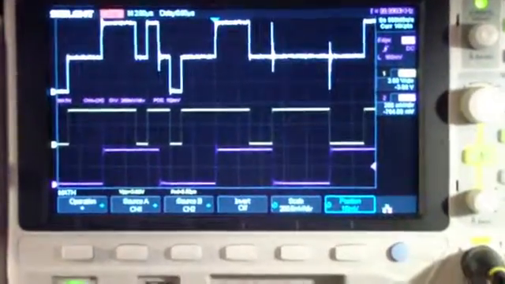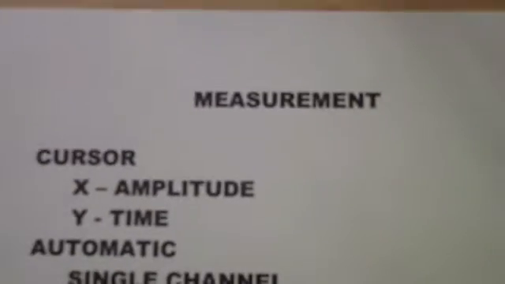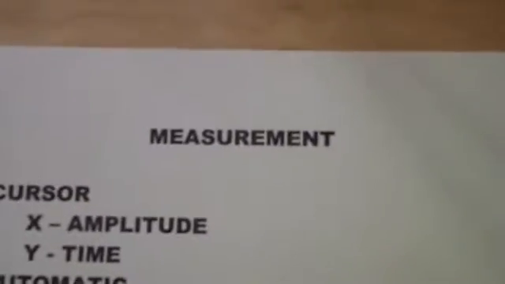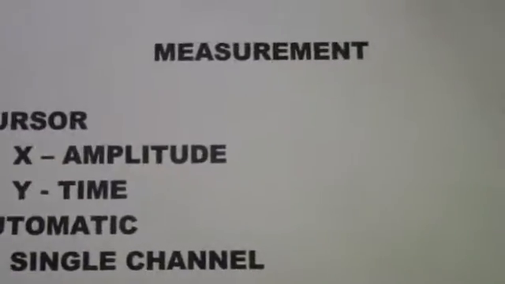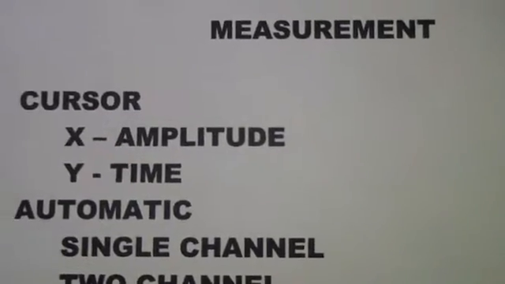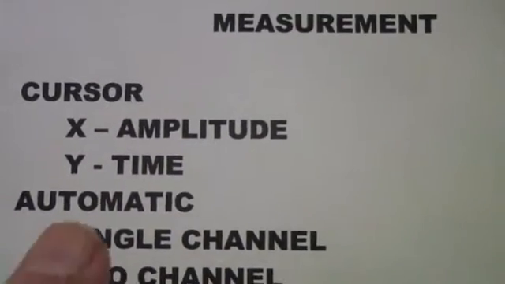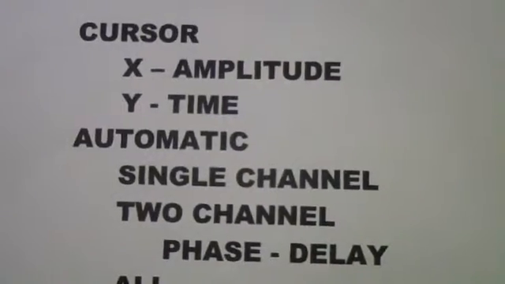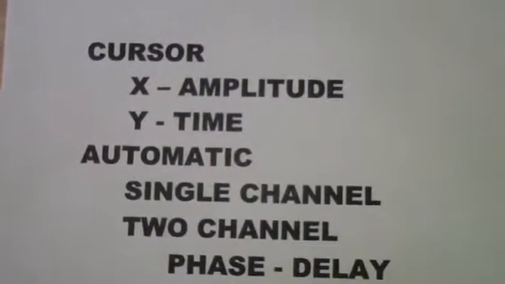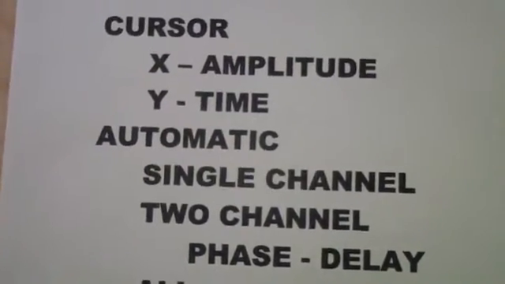Moving on now to measurement. And I'll tell you what I'm doing up on the screen there in a second. There are a variety of ways you can measure things on an oscilloscope. You can use cursors in the X direction to measure amplitude or in the Y direction to measure time. Many scopes, including the Rigol and the Siglent that I'm looking at here, have automatic measurements.